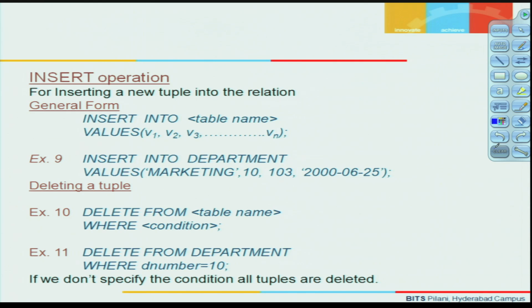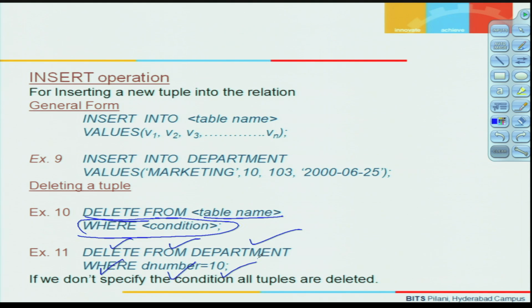Then we can delete tuples as and when required. Delete from, this is the general format, delete from the table name, and I can also specify some condition. For example, I would like to get rid of the tuple from department, that is, I would like to eliminate the tuple for department number 10. Delete from department where D number is equal to 10. It will remove the tuple with the department number 10 from the department table.